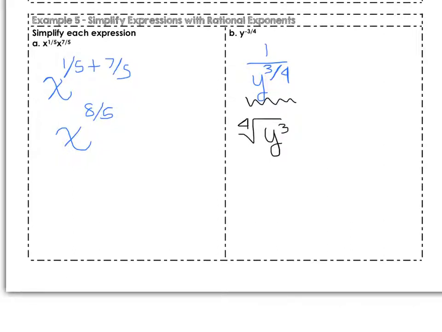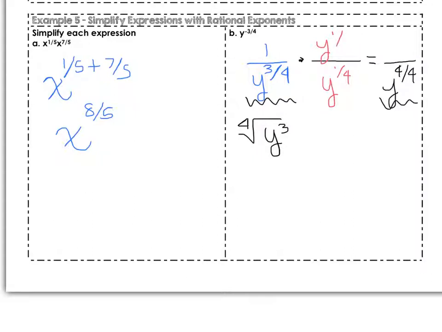It's not allowed. So let's rationalize our denominator, but let's continue to use rational exponents. Think about the goal in mind. We want to have y to the 4/4 because that'll just simplify to y. Whenever we're multiplying, we add exponents. So 3/4 plus what gets us 4/4? Well, the answer would be 1/4.